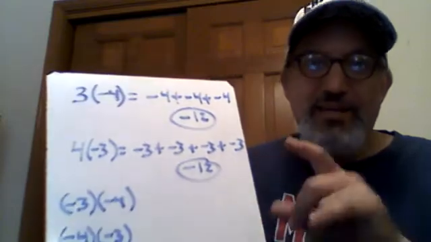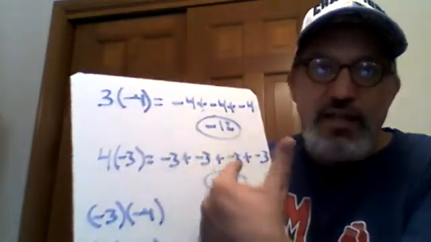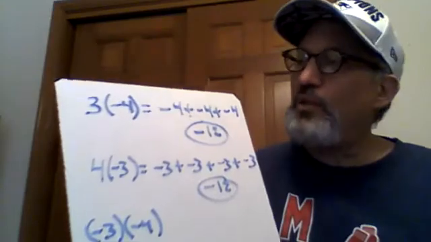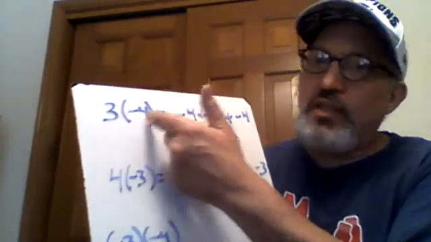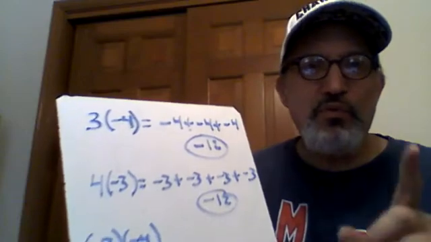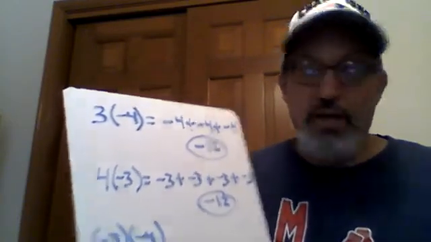Why does a negative times a negative equal a positive? I've suggested up here that it's a little easier to accept that positive times negative is negative because of the repeated addition. But let me point this out. Let's look at this 3 times negative 4. And let's apply something that we learned in the proof video about multiplying a number by negative 1.